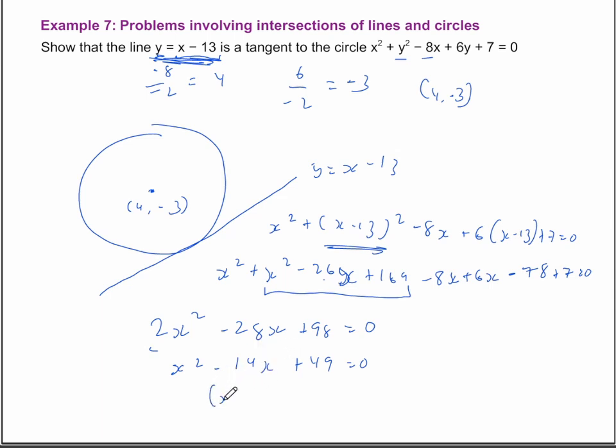That means this is just x minus 7 squared if we simplify it, which gives us only one solution, because this is just x minus 7 equals 0, which gives you one solution of x equals 7. And it having one solution tells us that it intersects at only one point. If it intersects at only one point, we know that it's going to be a tangent, as per what we did in the quadratic section. And that's how we show it's a tangent.